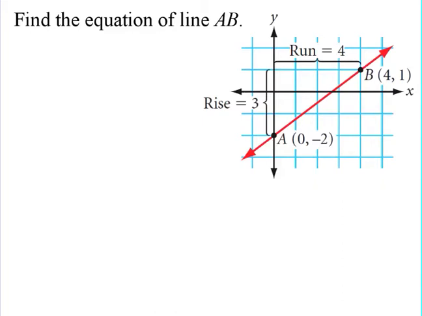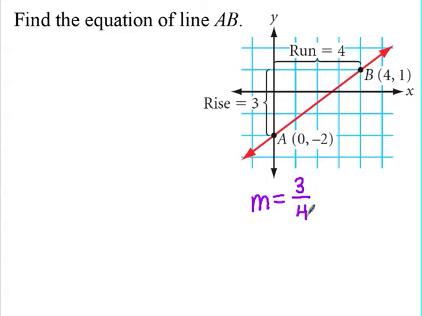Okay, so let's go ahead and look at this next one. This says find the equation of line AB. So my equation, if you remember, involves the slope and the y-intercept. So I'm going to find each of these two things. So my slope is going to be the rise over the run. So if you notice, this is already nicely labeled. The rise here is what? 3. What's the run? 4.